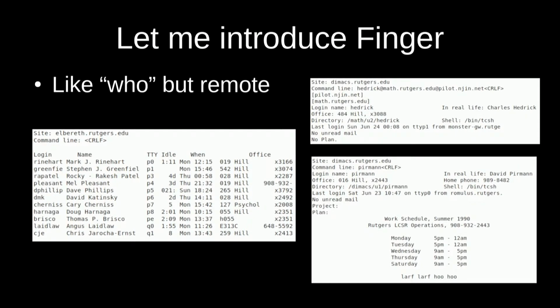So let's go back to 1977. Finger is an older protocol, and it's kind of like Who, if you're familiar with that, but for remote. It was designed as a way of querying systems to see who is on the system. And then you can also query a Finger server with a specific username. And a user can essentially return a message or have a default message.